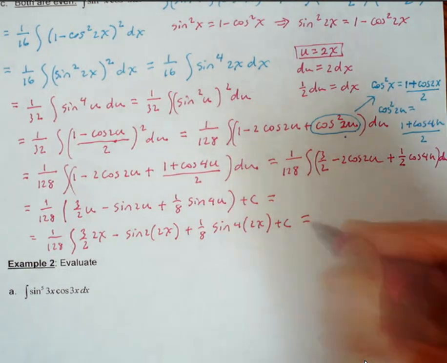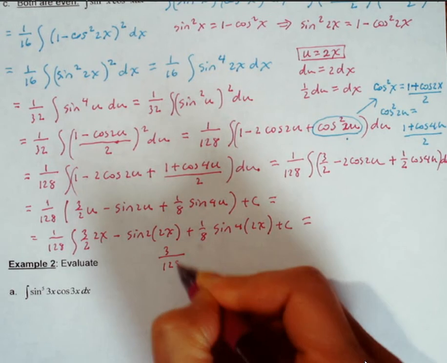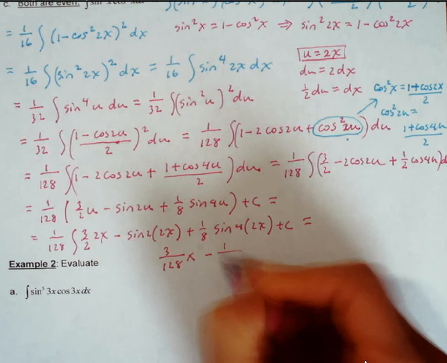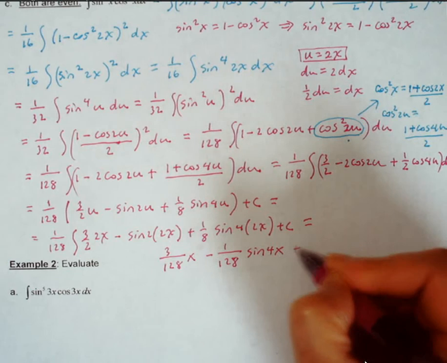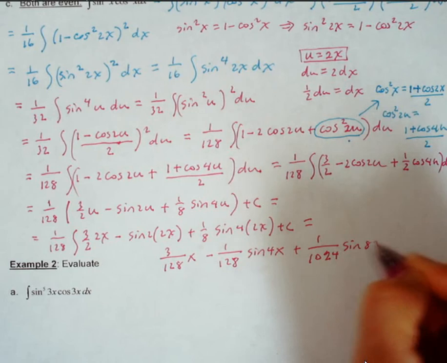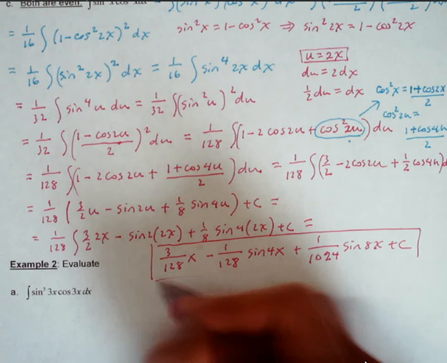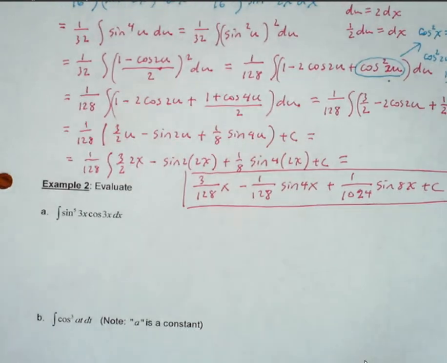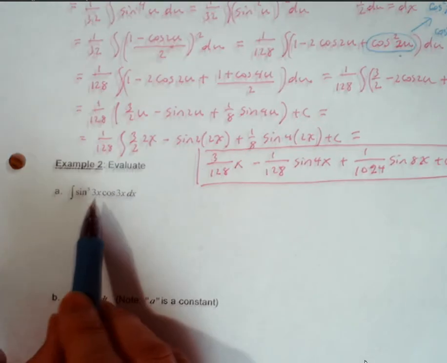And then simplifying all that, I'll just write it as one equation on this. You come out with 3 over 128x minus 1 over 128 sine 4x plus 1 over 1024 sine of 8x plus c. Okay, so that's when both sine and cosine are evens. Alright, let's do another problem, which is you have actually a composition on this.